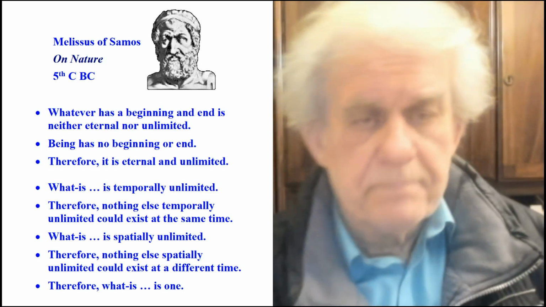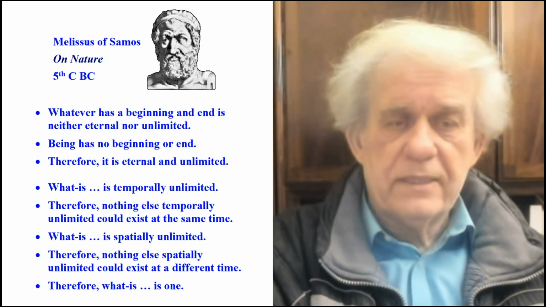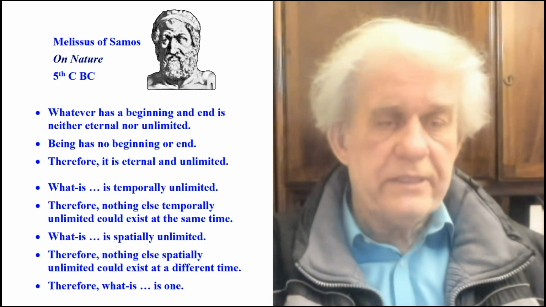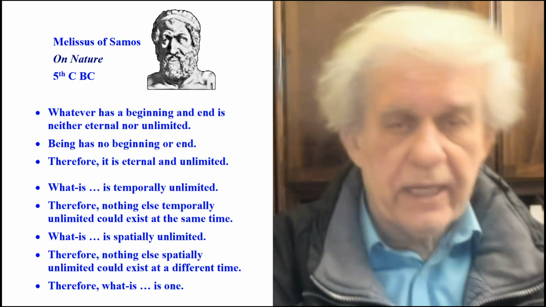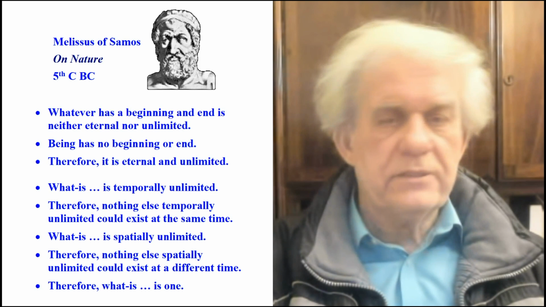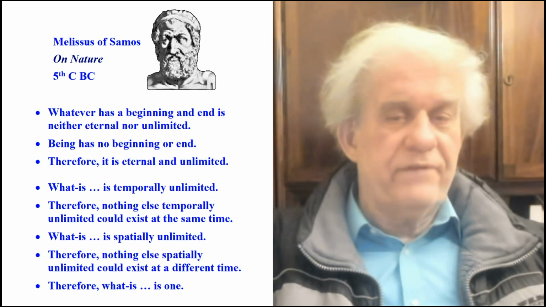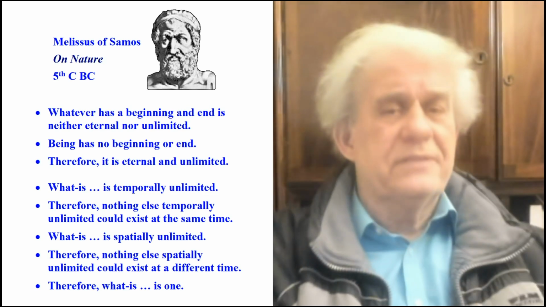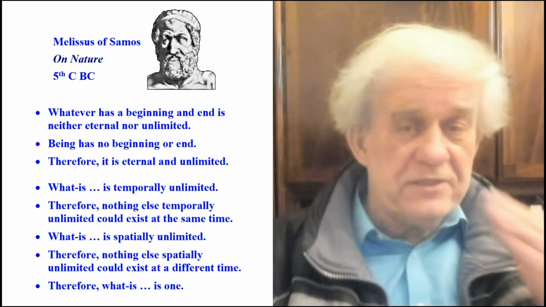Okay? So he said, whatever has a beginning and end is neither eternal nor unlimited. So he's going to start with this notion of time. Okay? Being has no beginning or end. Therefore, it is eternal and unlimited. He's talking about the universe. He's going to call it the one. He's going to call it being. He says it occupies everything, which already is a problem because if it occupies everything, what is outside of it? And he's saying there isn't anything outside of it because it's eternal in time and it's infinite in space.